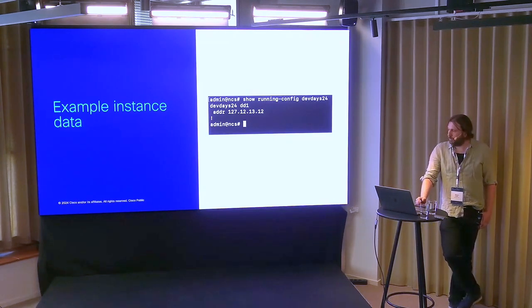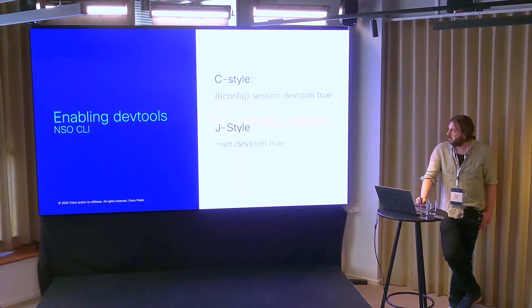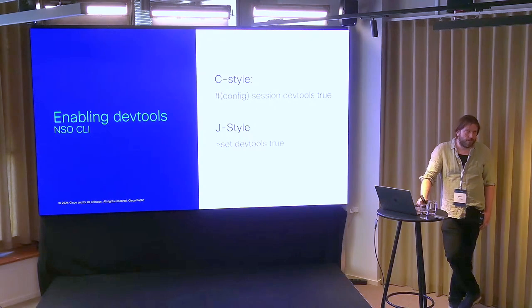Right, so the topic of the session is CLI Dev Tools, and that actually means something in NSO. You need to enable that to get access to most of the things I will show here. If you use C-style, as you should, you go into config mode and you do session devtools true. You don't need to commit anything, and this is valid for the session. If you use J-style, you do set devtools true. And this gives you access to some additional functionality, which is not enabled by default, or not visible by default. It's there, it's just hidden.